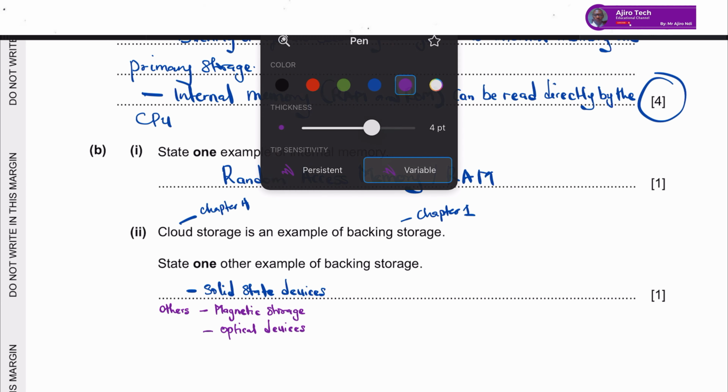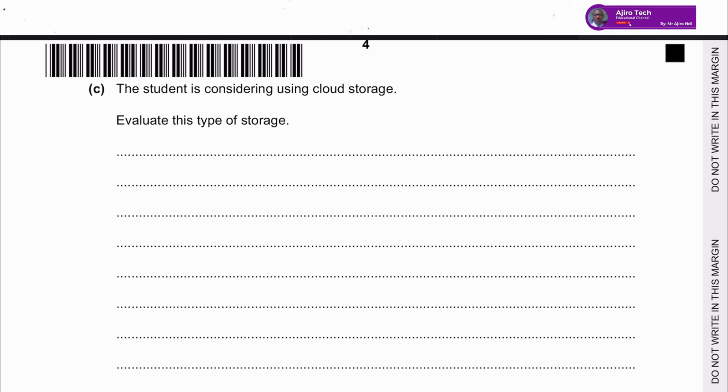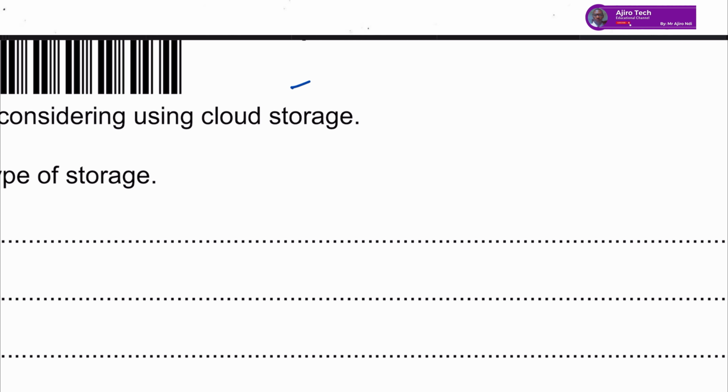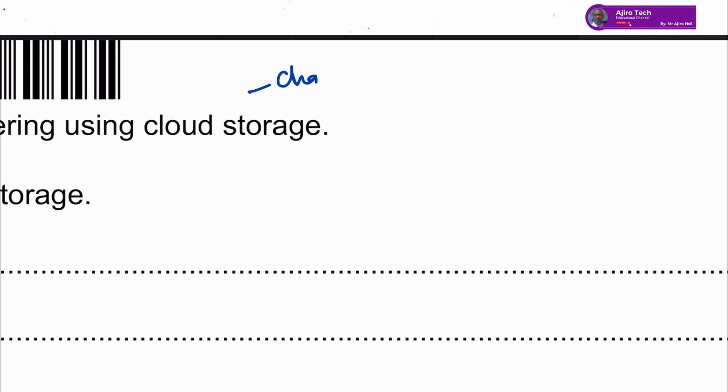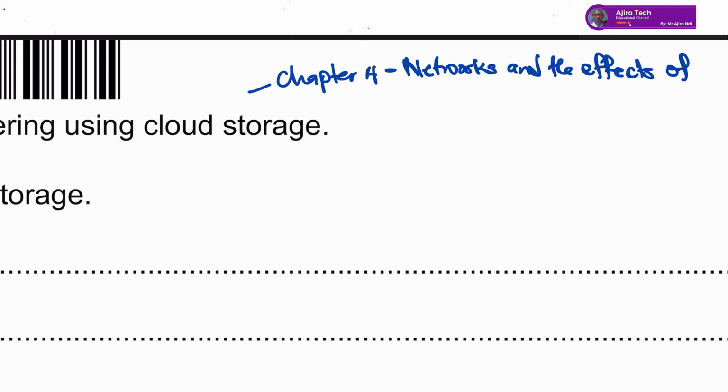Okay, now let's look at the next one here. They said a student is considering using cloud storage. So here with cloud storage, this is chapter 4. So this is chapter 4 here, which is networks and the effects of using them.